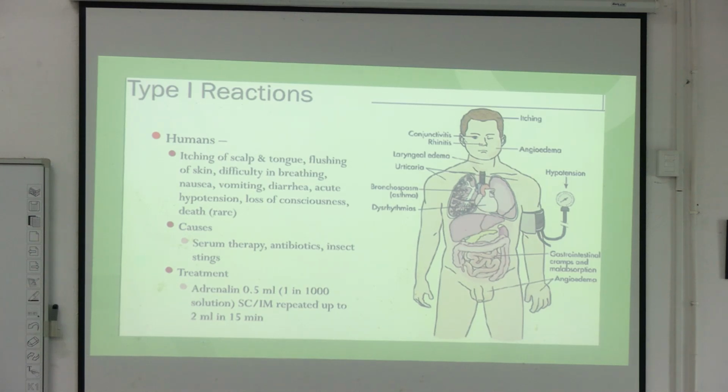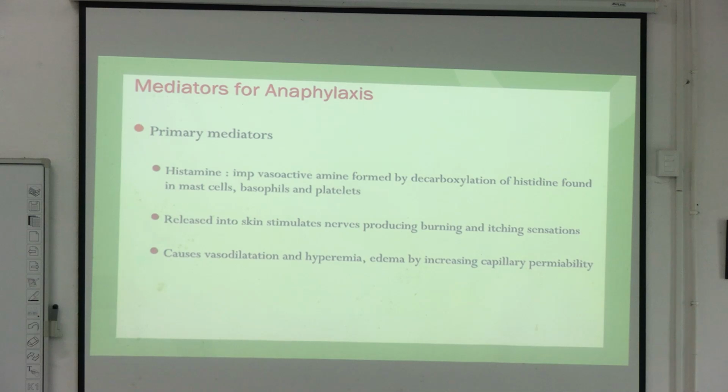Many patients of anaphylaxis are first treated to secure the airway by means of tracheostomy, where you make a hole in the trachea and directly incorporate exogenous air or oxygen-infused air to the bronchi and lungs of the patient. The primary mediators in anaphylaxis are important vasoactive amines: histamine and serotonin. This causes vasodilatation, hyperemia, and edema by increasing capillary permeability.